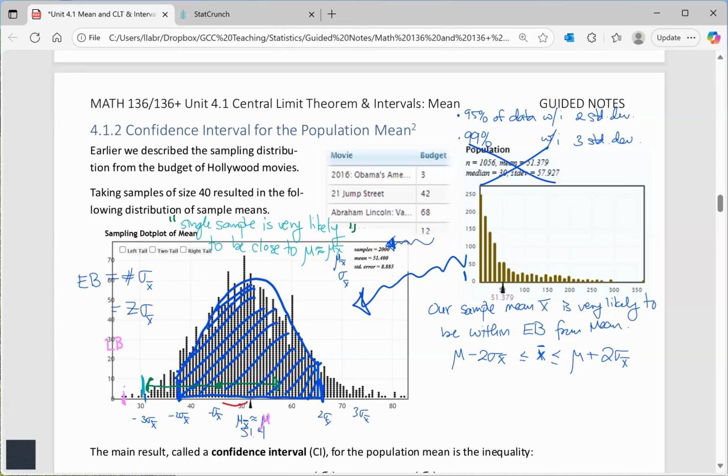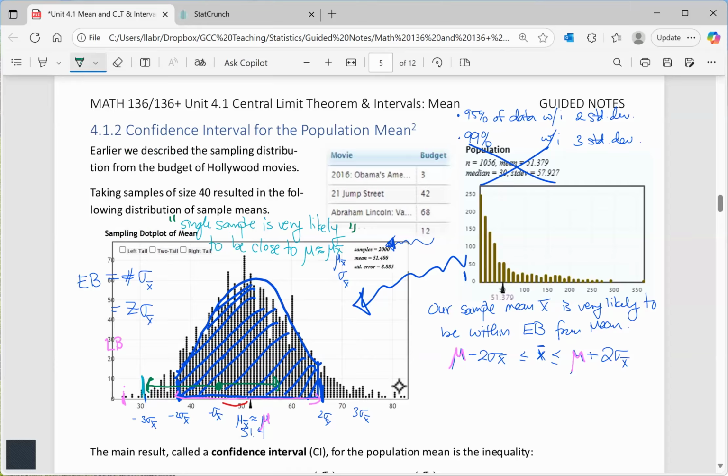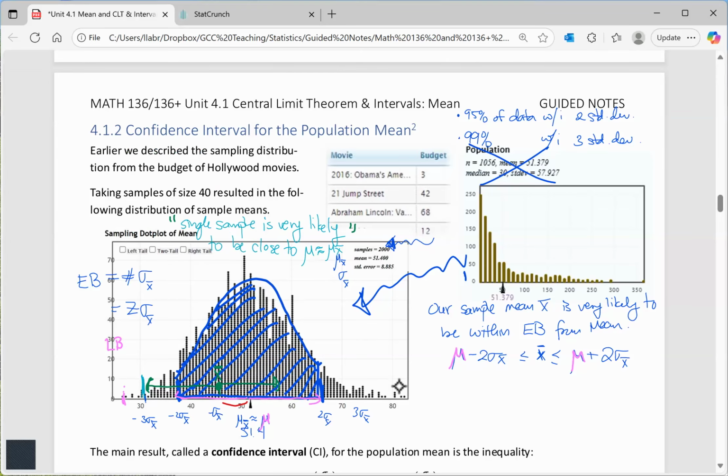So mu, we can say, is this guy. And so what I said is that from mu, we go to the left 2 standard deviations, we go to the right 2 standard deviations, and my sample mean is found within that interval. So here's the sample mean. And so here we can see that that's green. And that's it. So this is a cleaner version. I'm going to leave it like this.